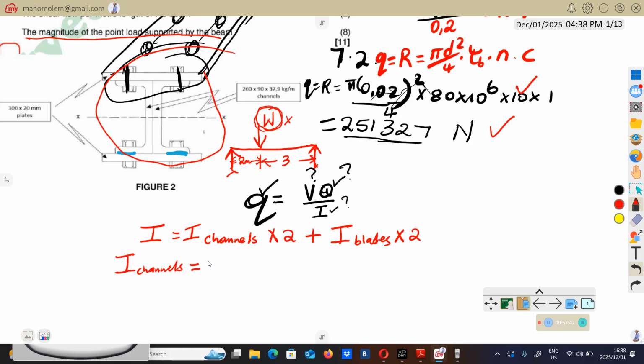Remember, to calculate this thing, we use the parallel axis theorem. Don't forget that. But anyway, maybe let's do them separately. The I for the channels: you have the size of the channel here. So we go to the steel table, check this size, and then find the I.